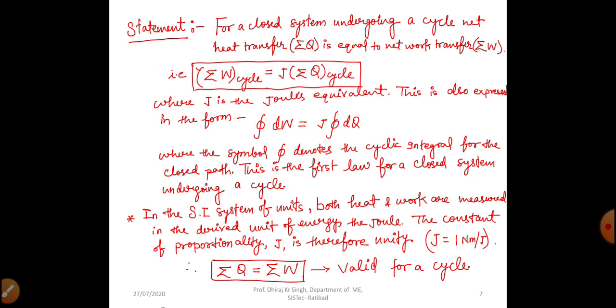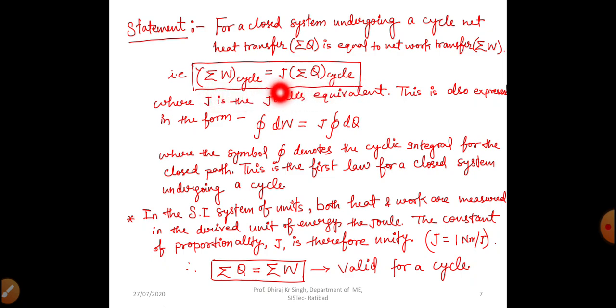Now we will understand the statement of the first law of thermodynamics, right? In the earlier slide we have seen how work can be equated to heat transfer, and how both can come to equilibrium with each other. Now the statement of the first law of thermodynamics: for a closed system undergoing a cycle, net heat transfer summation Q is equal to net work transfer summation W. This is the statement of the first law of thermodynamics. So we can write it like that: summation W cycle equals J summation Q cycle.